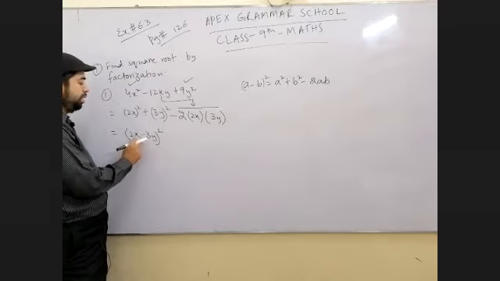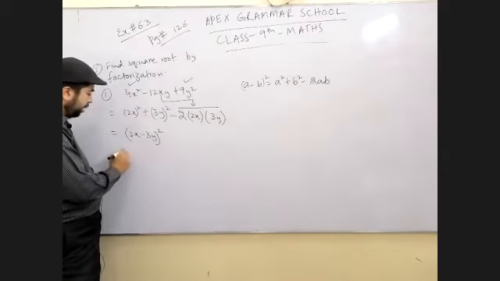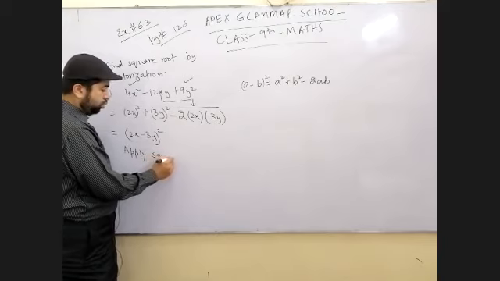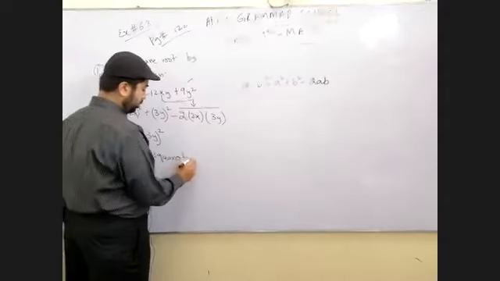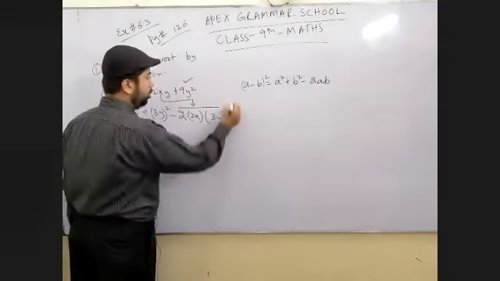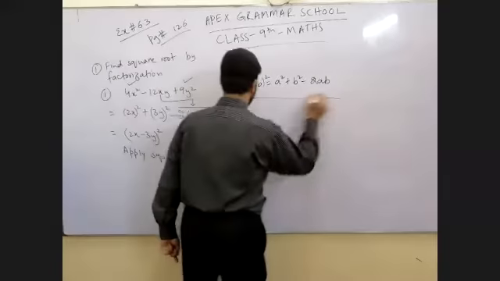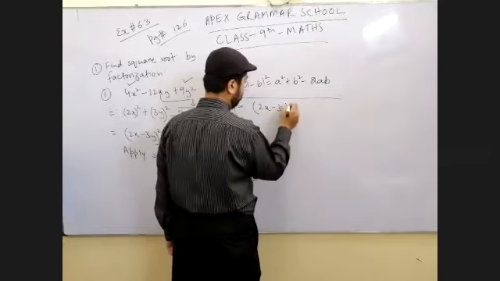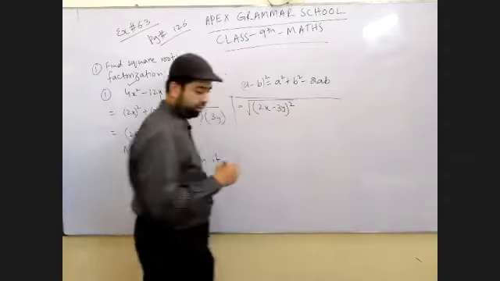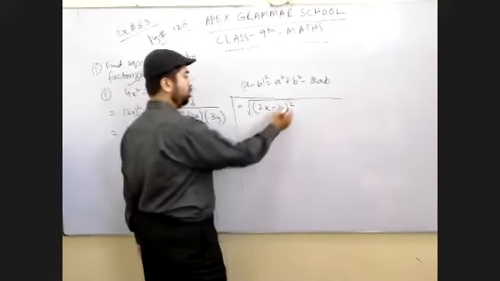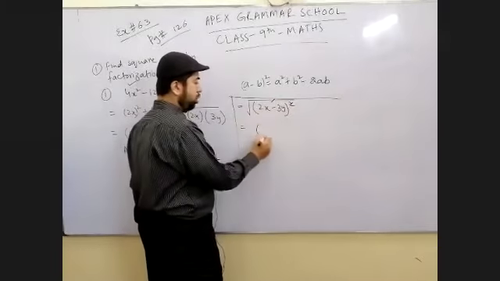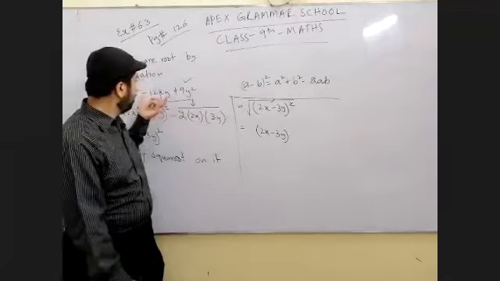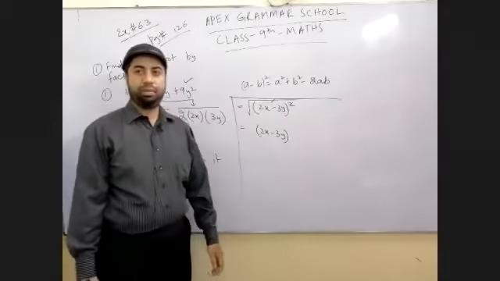Its square root will be, apply square root on it. So after applying square root on it, we need to cancel this square with this square root, and you are left with 2x minus 3y. This square root answer is this 2x minus 3y.